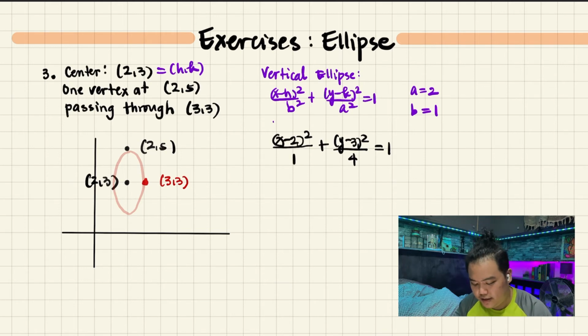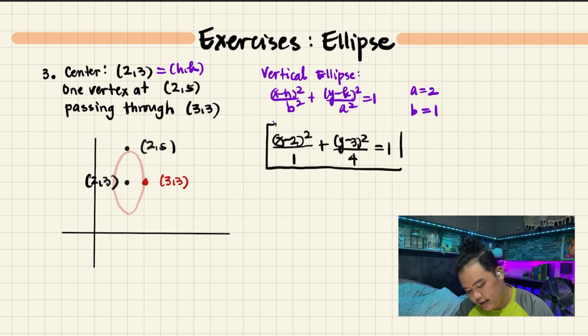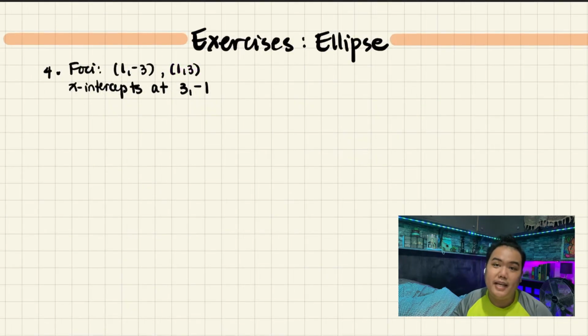Nag-overthink pa ako. Akala ko ang gagawin natin, i-plug in mo yung XY doon, tapos, masasolve mo si B square. Actually, pwede rin yun. Makukuha nyo B square equal to 1. Pero, mas madali itong paraan na ito. Sabi nga nila, save the best for last. Kaya itong pinaka-cute na problem natin, ginawa natin pinaka-huling-huli.